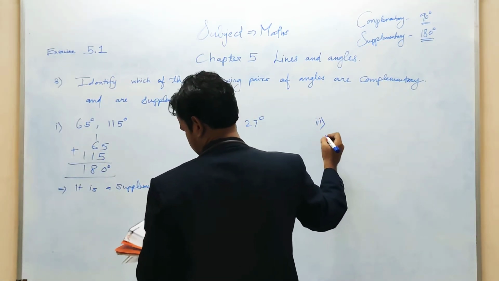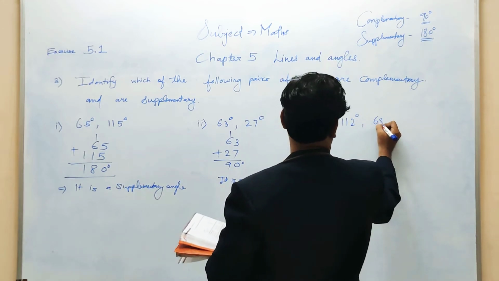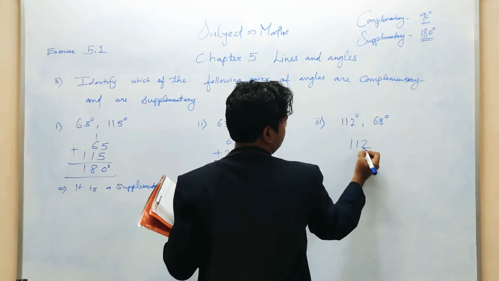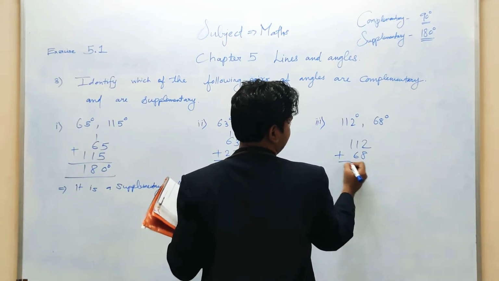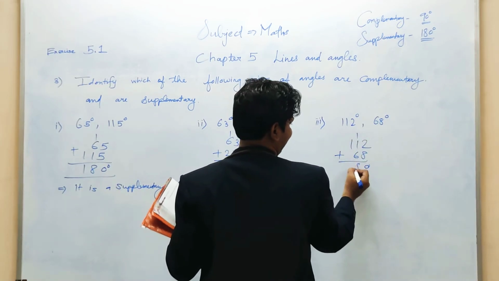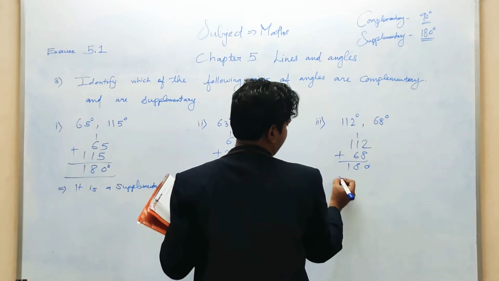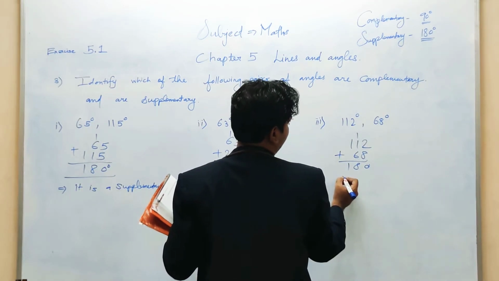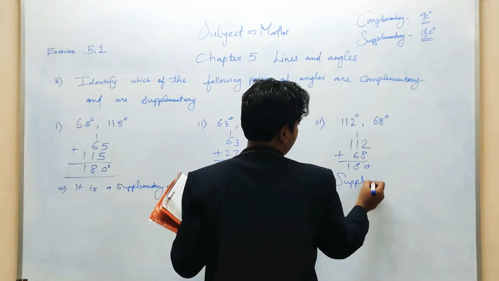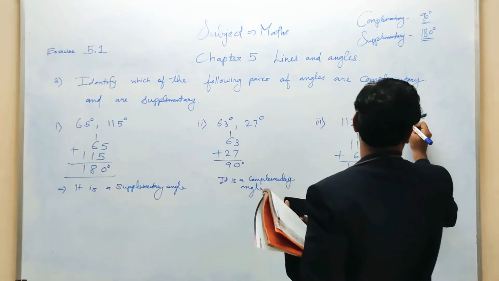Third one, 112 degree comma 68 degree. So we will add 112 plus 68. 2 plus 8 is 10, 1. This will become 6 plus 1 is 7, plus 1 is 8, 180. Okay, so the sum is 180. So we can say that this is a supplementary angle. Okay.